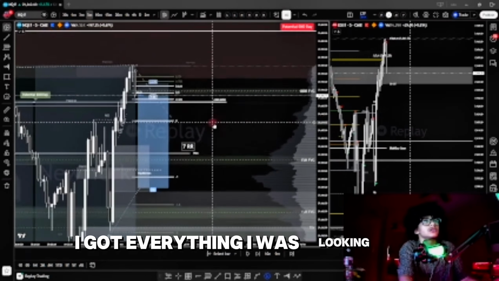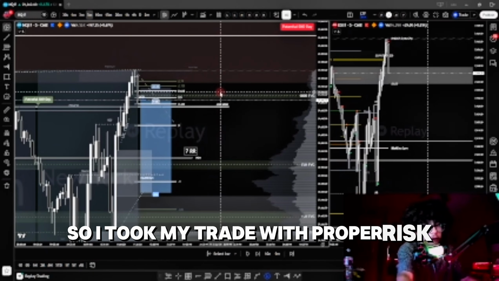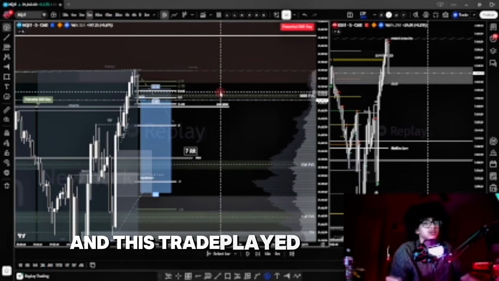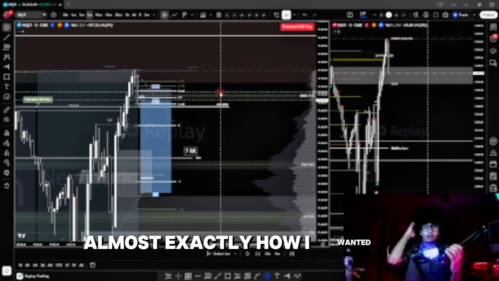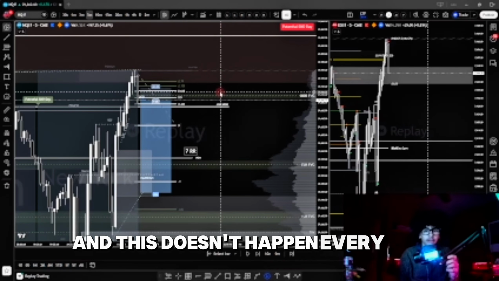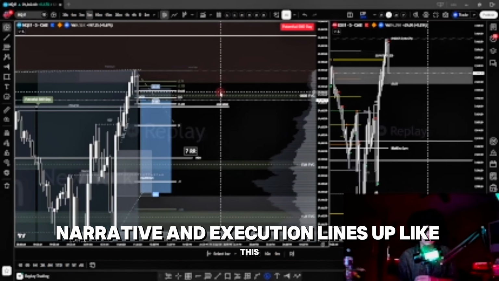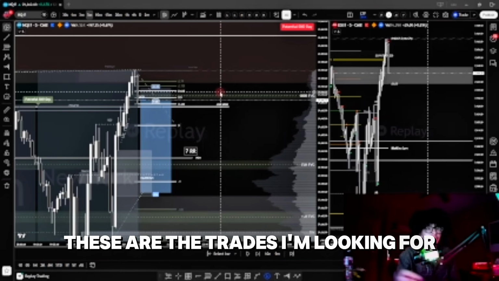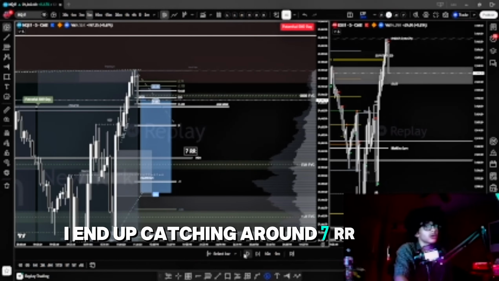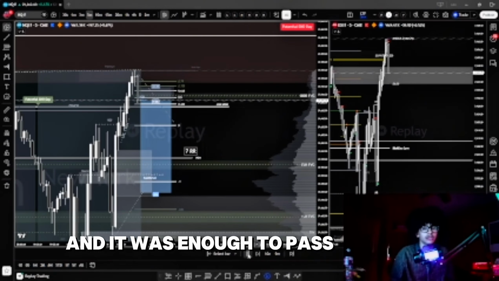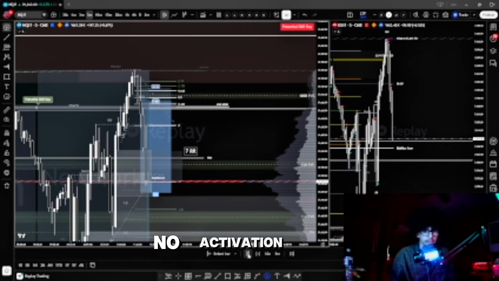I got everything I was looking for, so I took my trade with proper risk management, and this trade played out almost exactly how I wanted it. And this doesn't happen every day, but when the higher time frame narrative and execution lines up like this, these are the trades I'm looking for. I end up catching around 7 RR on this move, and it was enough to pass 2 Apex 50k no activation fees.